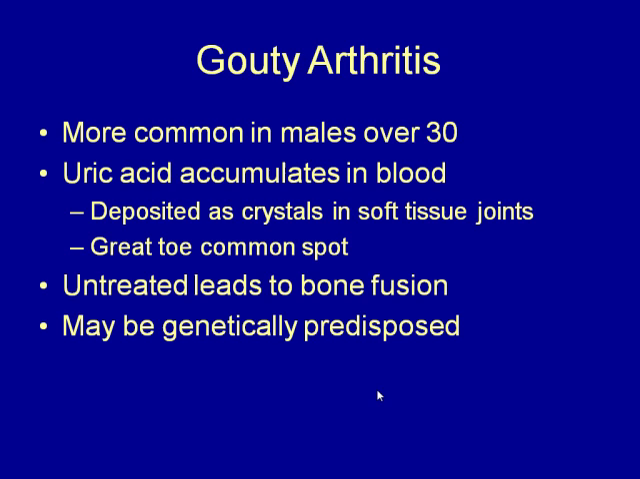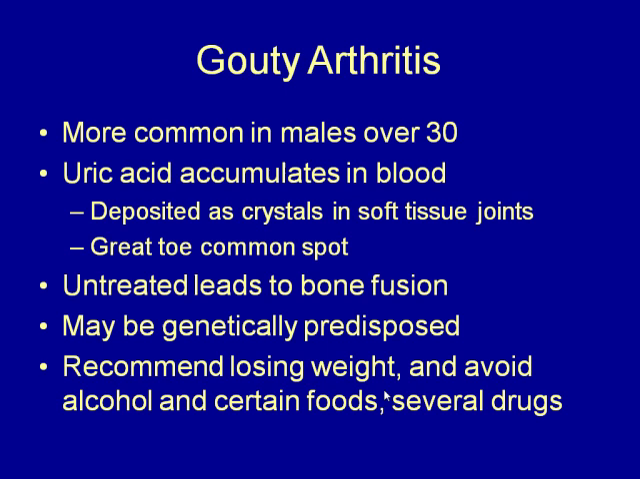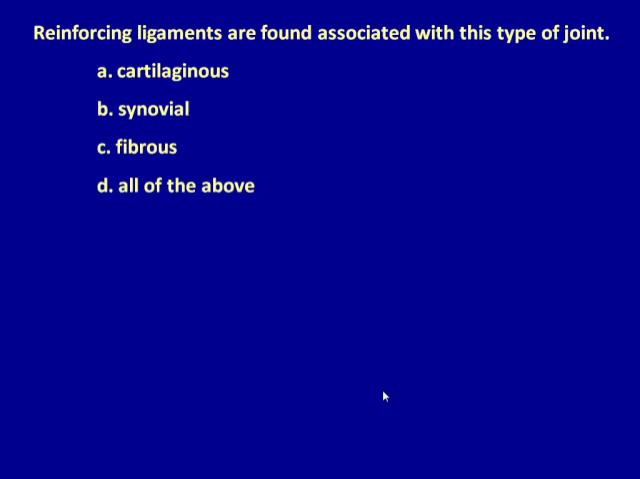It's recommended that if people have gouty arthritis, they lose weight to reduce the stress on the joint, and they avoid alcohol and certain foods, foods like seafood, and other certain meats that are rich in the particular amino acid that breaks down to uric acid. There are several drugs that can be used to treat it. They help dissolve the gouty crystals in the joint.